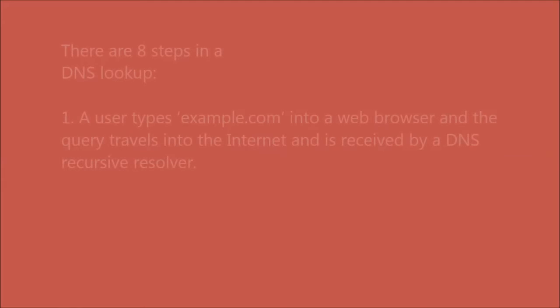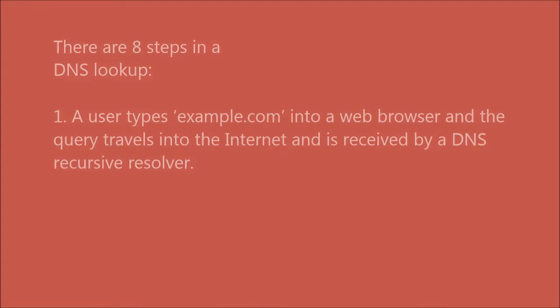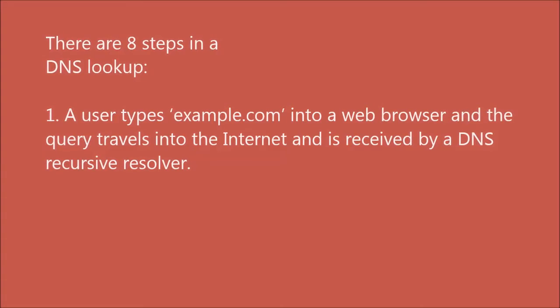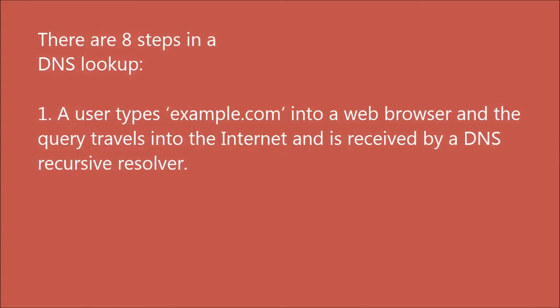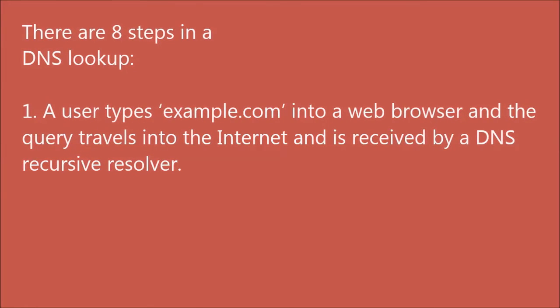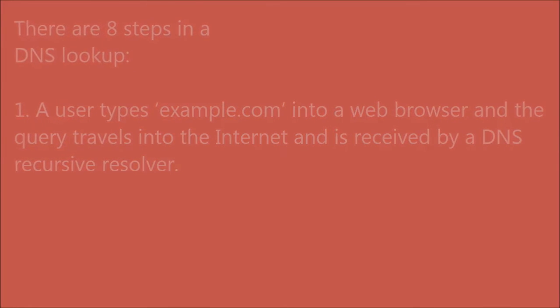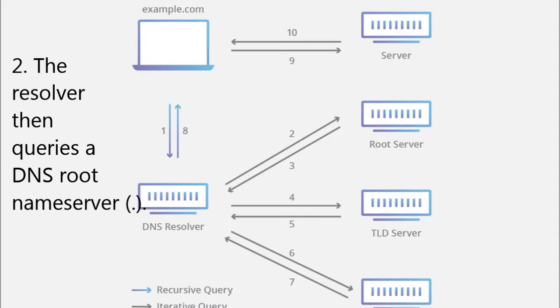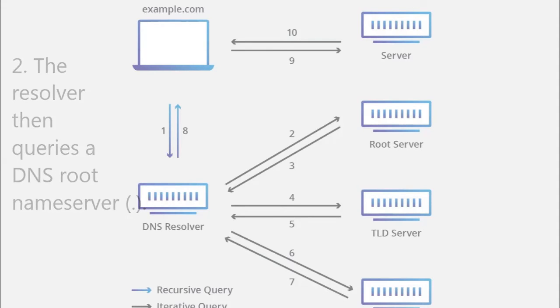There are typically 8 steps in a DNS lookup. Number 1. A user types example.com into a web browser and the query travels into the Internet and is received by a DNS recursive resolver. Number 2. The resolver then queries a DNS root name server, dot.